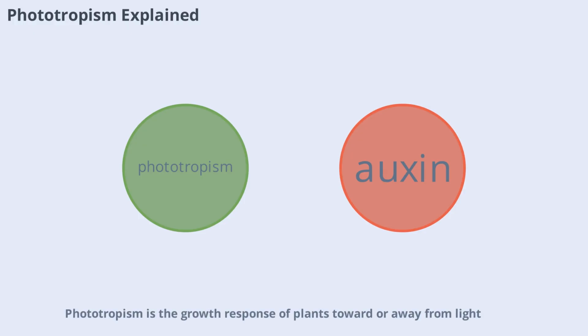Phototropism is the growth response of plants toward or away from light. It's driven by the uneven distribution of auxins, which cause cells on the shaded side of the stem to elongate more than those on the lighted side. This results in the plant bending toward the light source, optimizing photosynthesis.